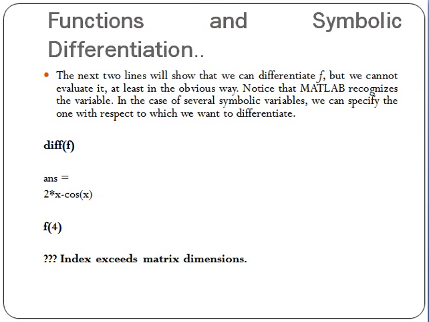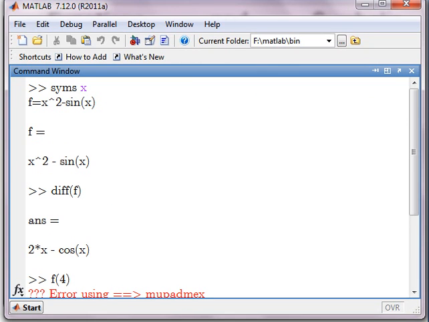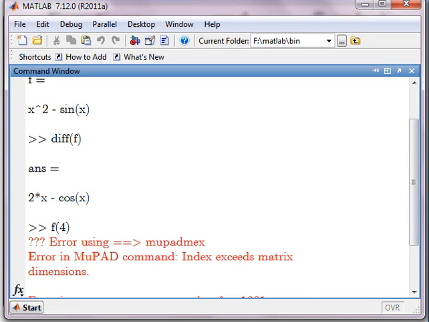In Matlab, we can notice that it recognizes the variable. In case of several symbolic variables, we can specify the one with respect to which we want to differentiate. Here you can see that if I give the command diff f, that is differentiation of f, then I'll get the answer 2x minus cos of x, that is the differentiation of the function x square minus sine of x.